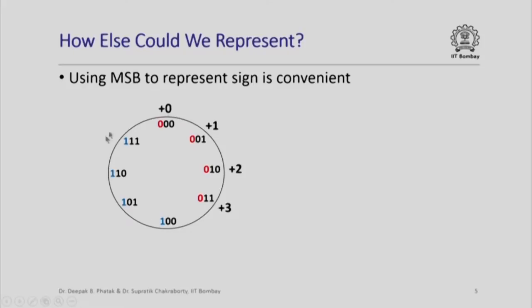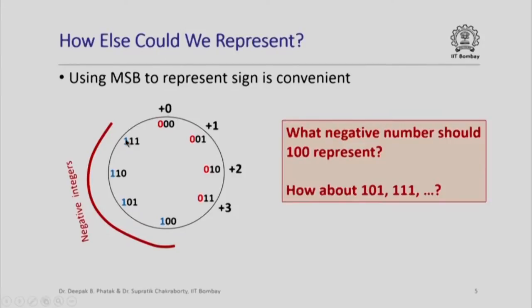Now what about these? Here the MSB is 1, and so these must represent negative integers, but what negative integer should we let each of these sequences of zeros and ones represent? So for example, what negative number should 100 represent, what should 111 represent, and so on.